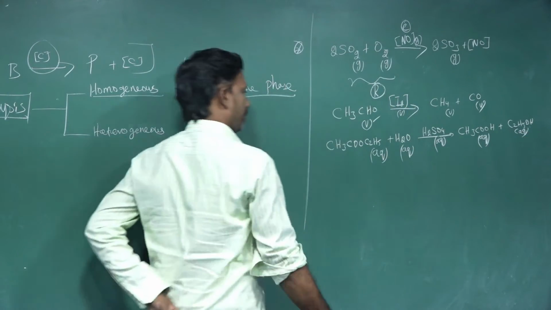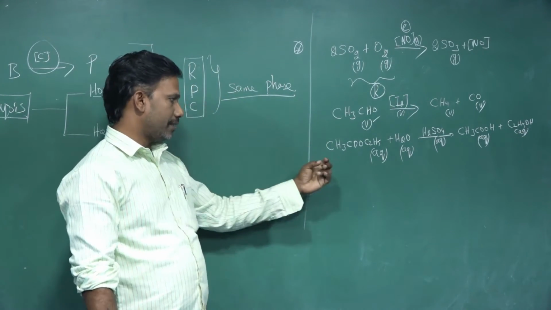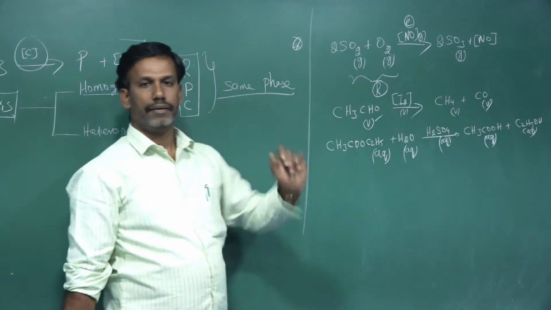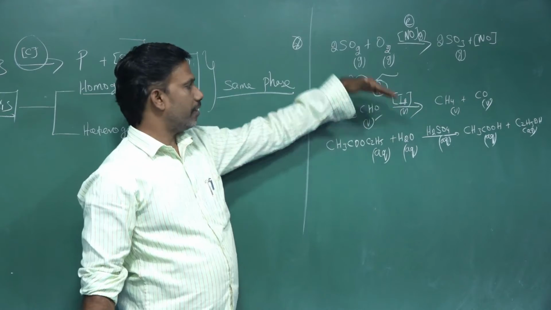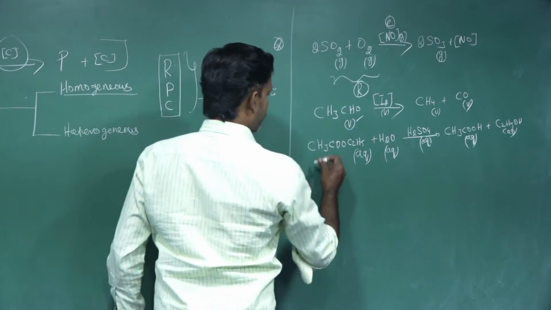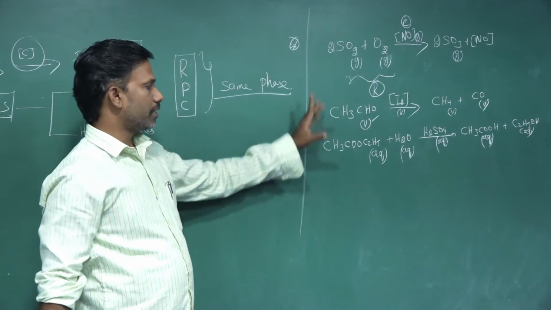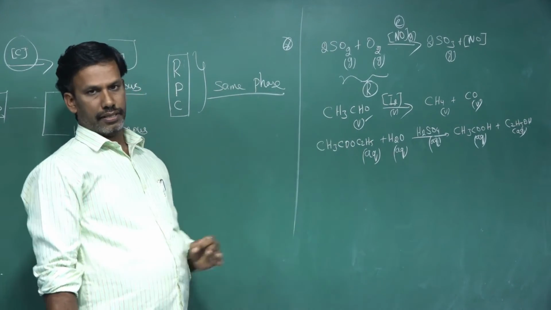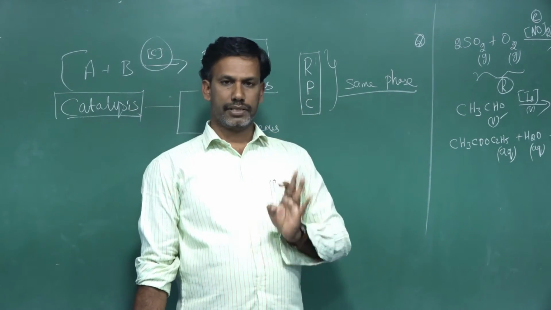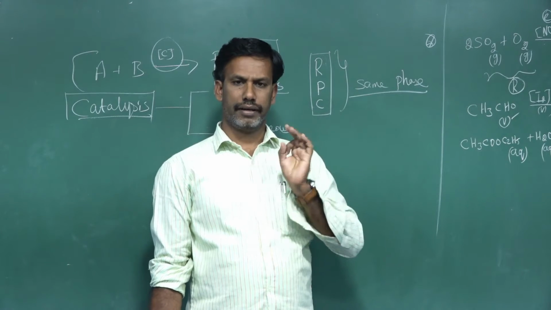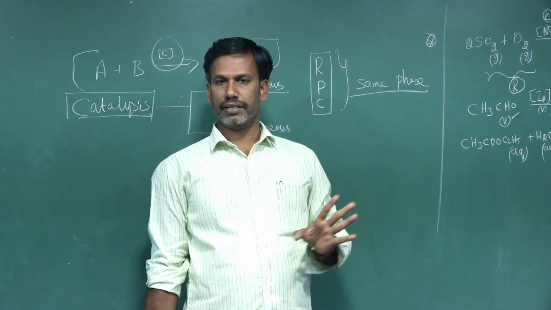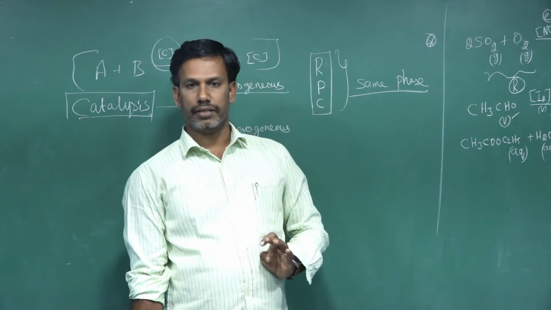So this also can be called homogeneous catalysis, because the reactants, the catalyst sulfuric acid, and the products are all in aqueous form. Above we saw the gaseous form, here we are seeing the aqueous form. Likewise, you can have many examples of homogeneous catalysis. So now it's clear what homogeneous catalysis is. In a catalytic process, if the reactant, product and catalyst are all in the same phase, then that is called homogeneous catalysis.